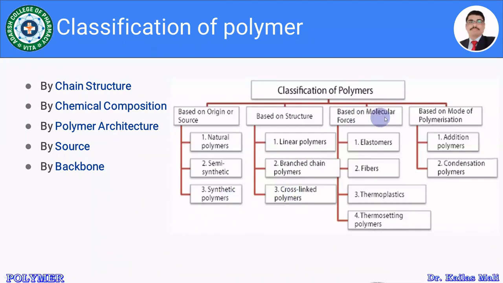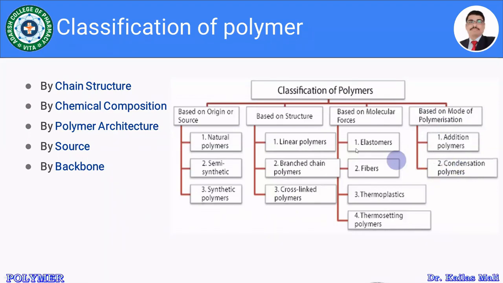Based on the molecular forces is a very important one. We can correlate these with the thermal properties of polymer, and they can be classified as elastomers, fibers, thermoplastics, and thermosetting polymers. And based on mode of polymerization, it can be further classified into addition polymers and condensation polymers. These are the methods by which the polymers are prepared.